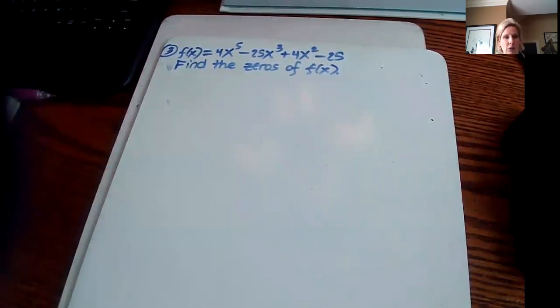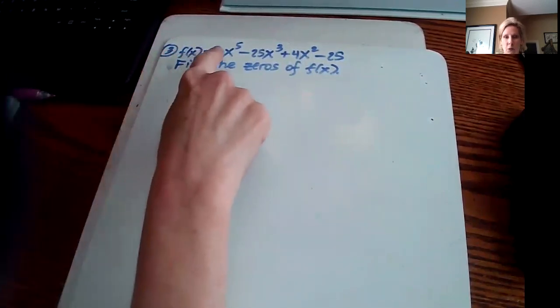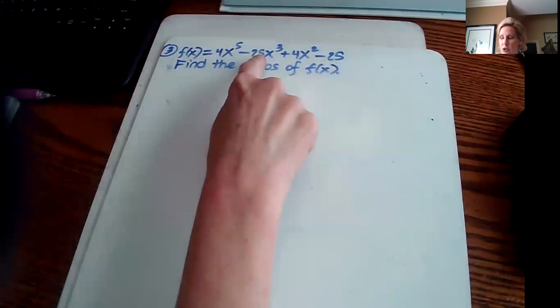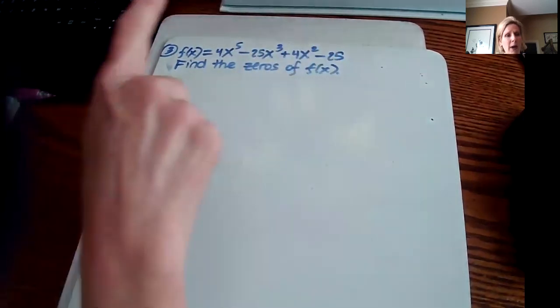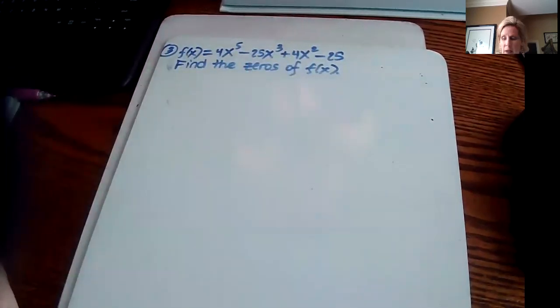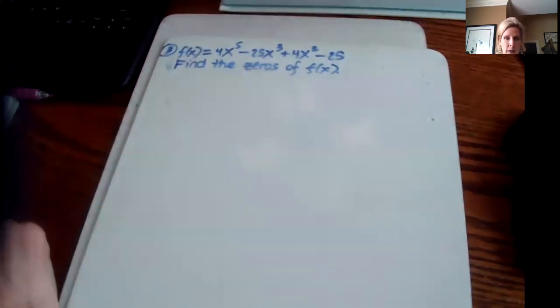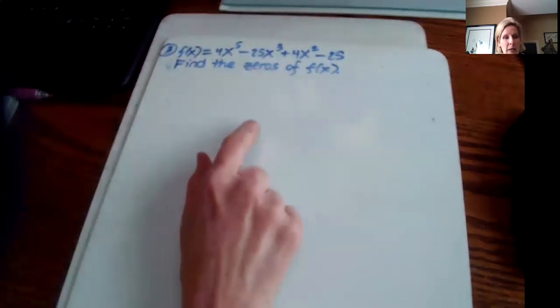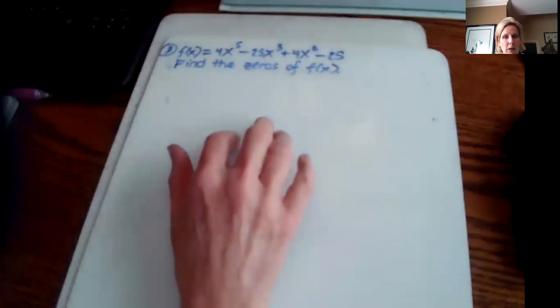So the other thing I'm trying to do is link vocabulary so you're not confused on that. So if I tell you that f of x equals 4x to the 5th minus 25x cubed plus 4x squared minus 25, write this one down and work it with me. If I say find the zeros, remember finding the zeros means, sorry, I've gone out of focus for a minute.